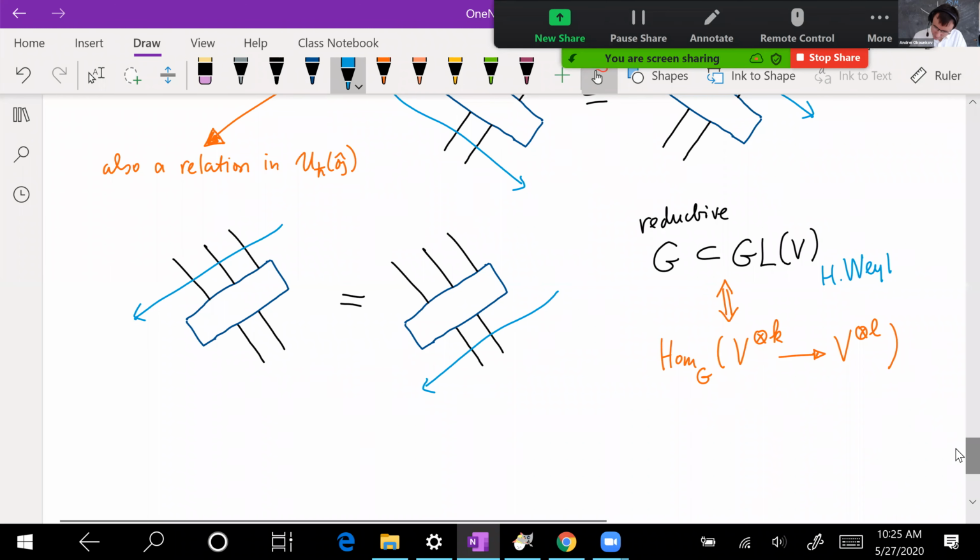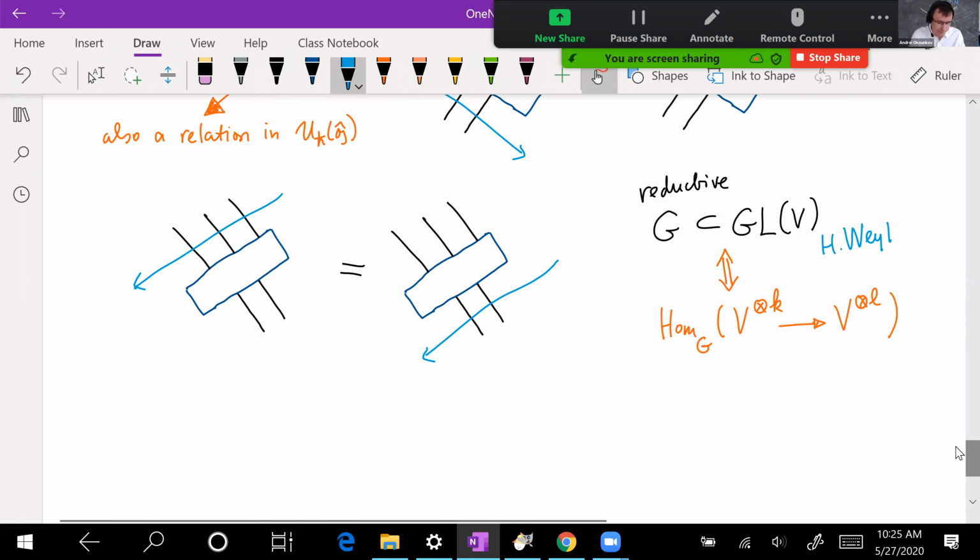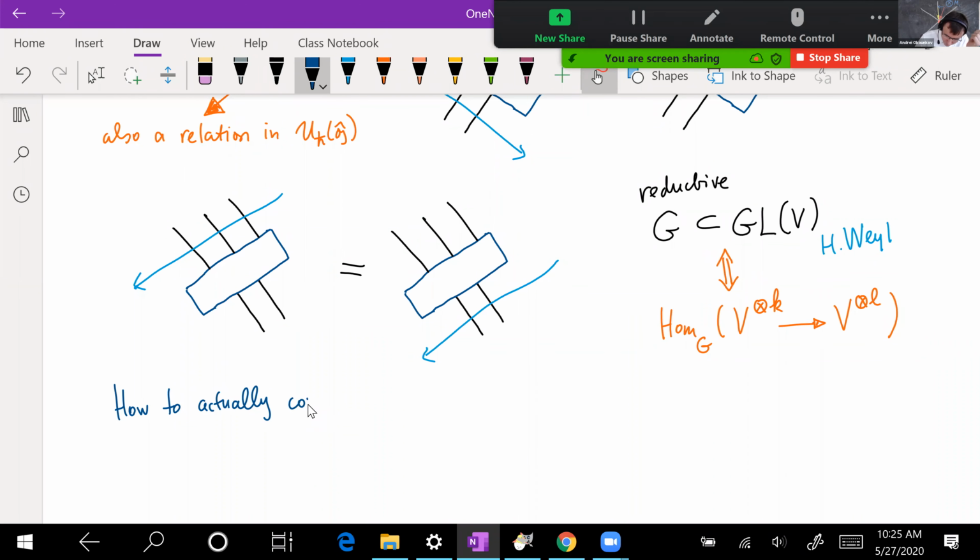Okay. So now we need to find a way to actually construct our matrices, so how to actually construct. All right. So construction.